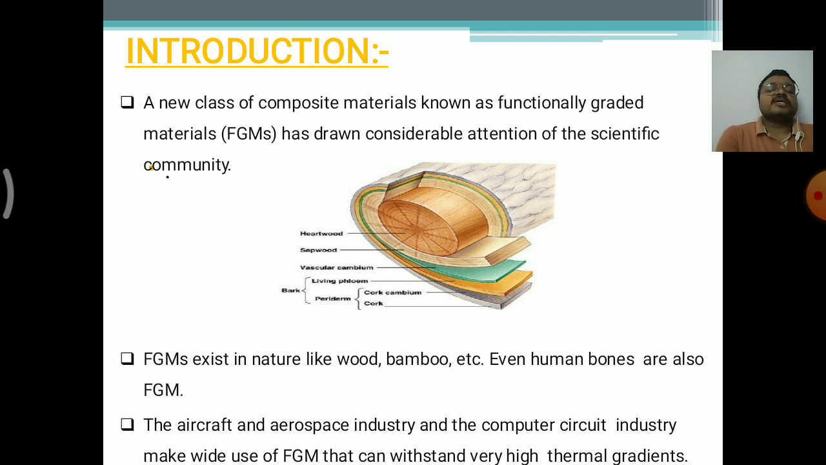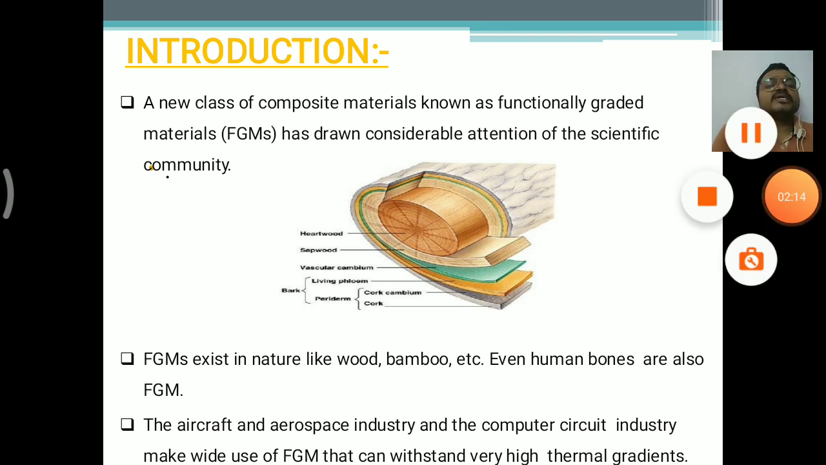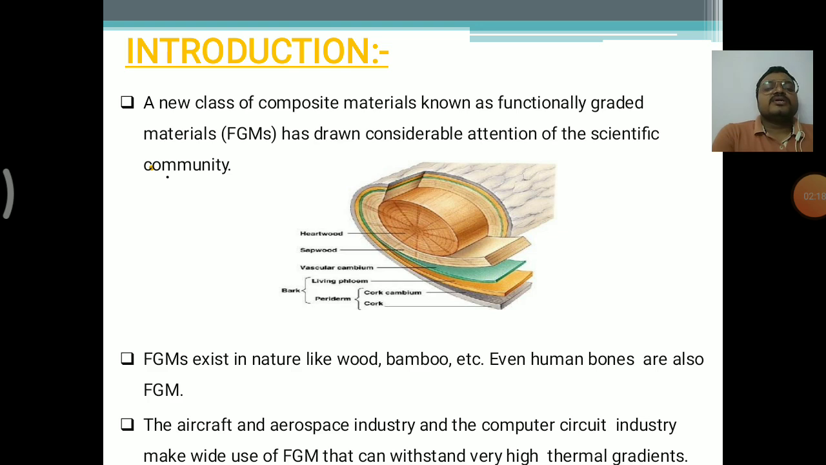Next, the aircraft and aerospace industry and the computer circuit industry make wide use of FGMs that can withstand very high thermal gradients. In the figure you can see the different layers of the FGM. It has the sapwood and hardwood, vascular cambium, and bark, that is living phloem, and next one is the cork. These are the different types of layers which we see in natural wood. So there is a core and a layer by layer division of the wood. These are the natural FGMs, natural functionally graded materials.